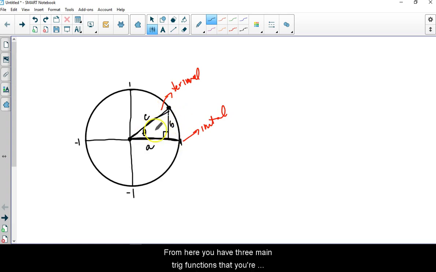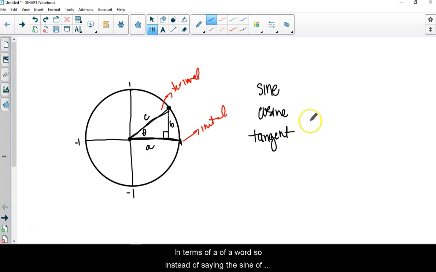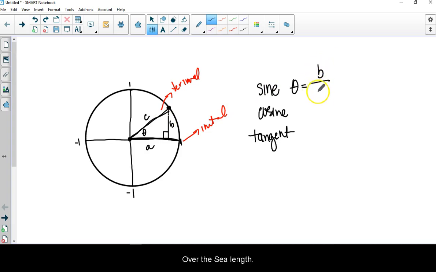From here, you have 3 main trig functions that you're going to talk about. And all these trig functions are an ugly way to say a fraction. It talks about the sides of the triangles in terms of a word. So instead of saying the sine of theta, right, the sine of theta is going to be whatever the B length is over the C length. And we usually don't write the E, so that's going to look like it just says sin. So the sine of theta.